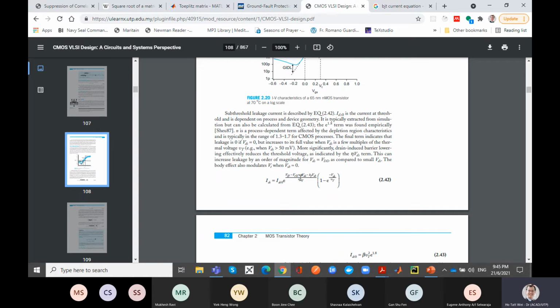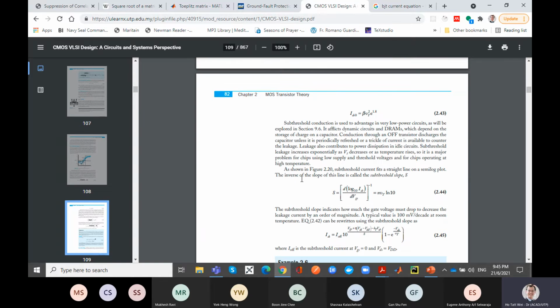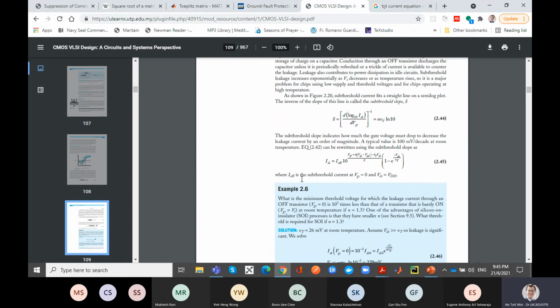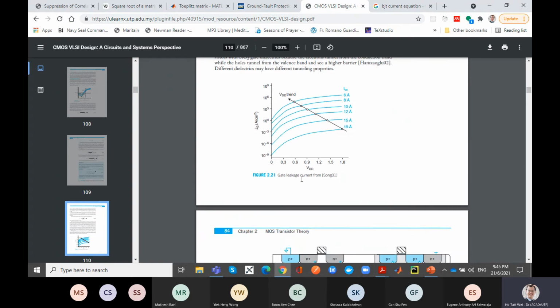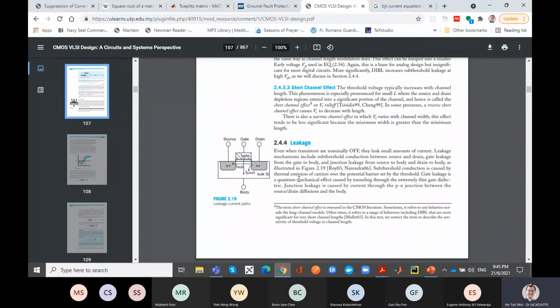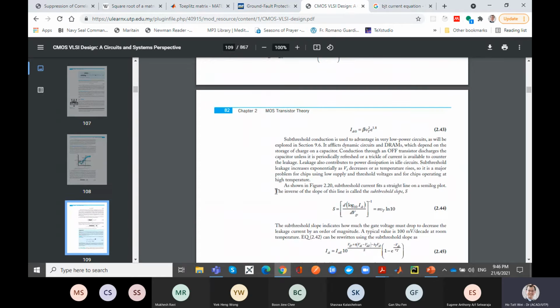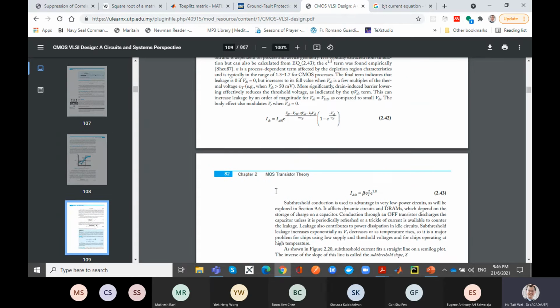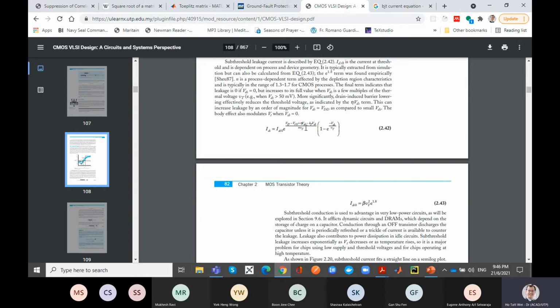Where does the factor of N come from? If you stare at it, it actually comes from the capacitive coupling of the gate to the base. So the only difference is you have a factor of N there. And this is basically the equation for the BJT. So this is how you're actually calculating the leakage current.